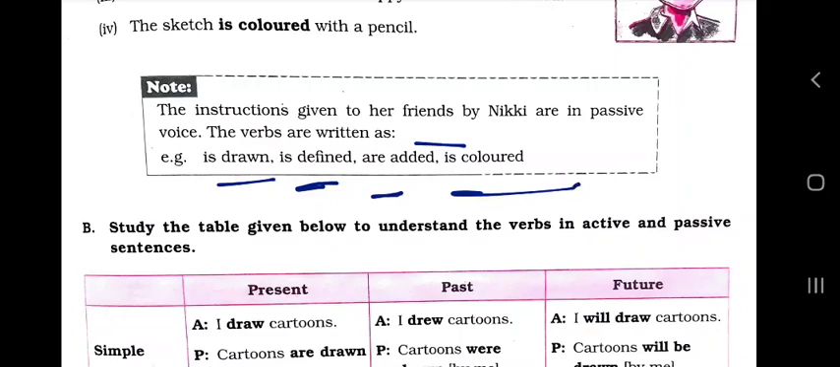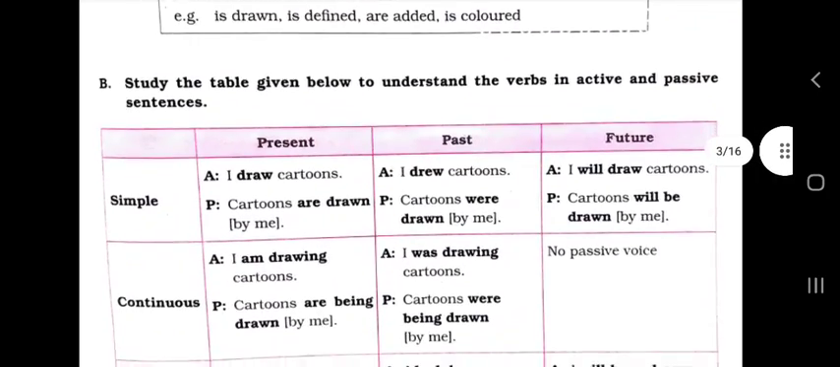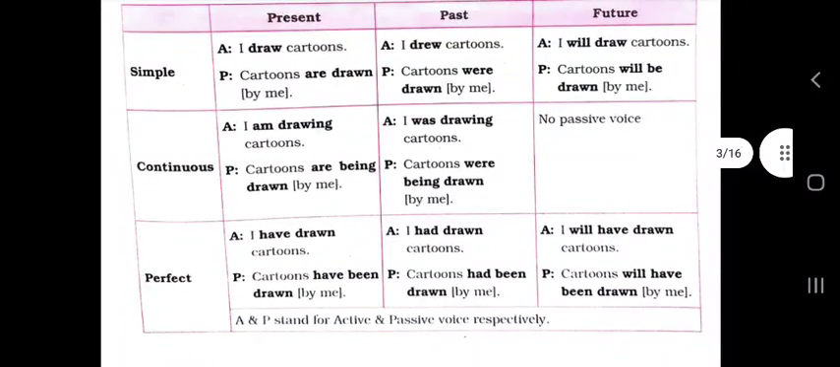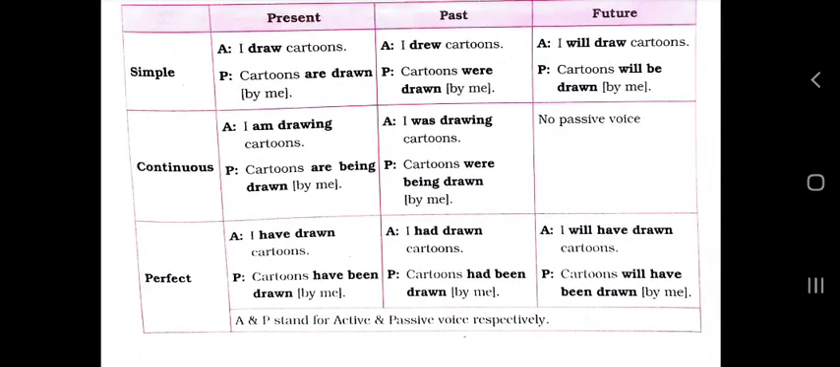Now study this table given below to understand the verbs in active and passive voice. Now see here, this chart is very important. Try to understand and learn this chart. Now see here, I draw cartoons. Past tense, I drew cartoons. I will draw cartoons. These are all active voice.